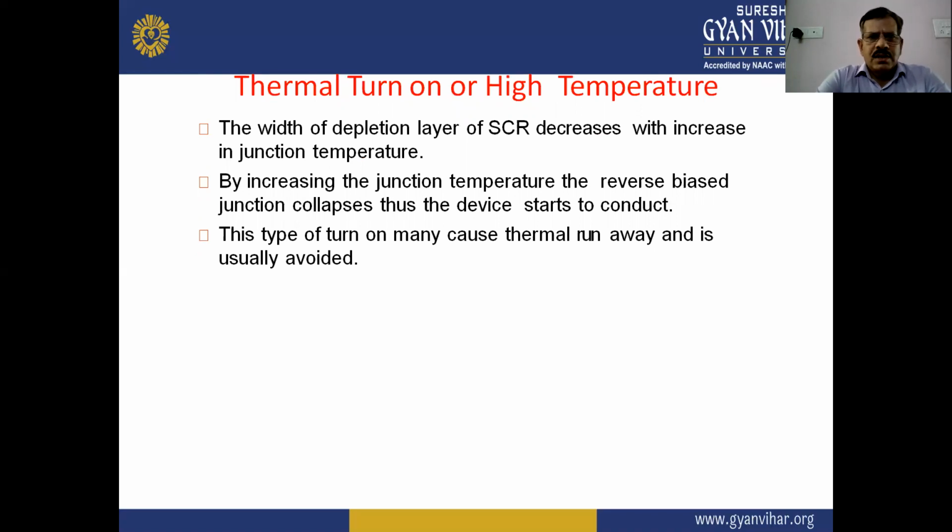First one is thermal turn on or high temperature method. In this method, the width of the depletion layer of SCR decreases with increase in junction temperature. By increasing the junction temperature, the reverse biased junction collapses, thus the device starts to conduct. This type of turn on may cause thermal runaway and is usually avoided. So this is the thermal turn on or high temperature method.